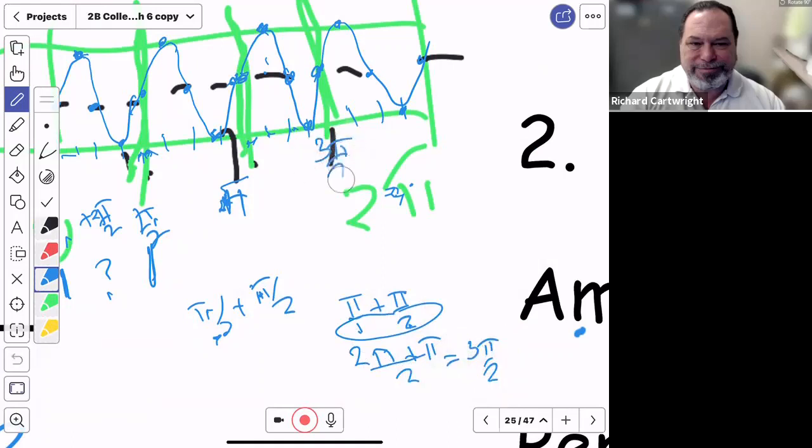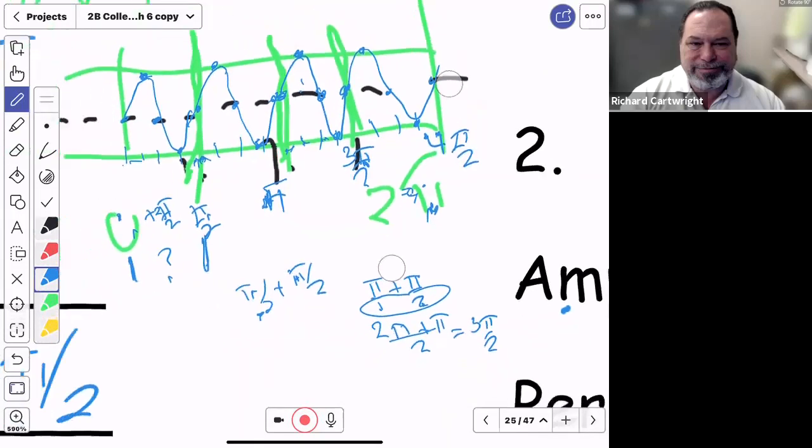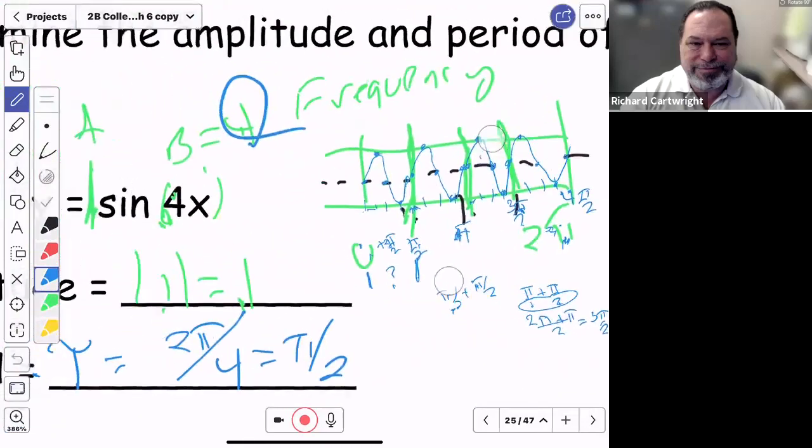3 pi over 2. And that's 2 pi, which is the same thing as 4 pi over 2, if you want to be totally honest. 4 pi over 2 is 2 pi. So that's what's happening here. All right, let's move on.